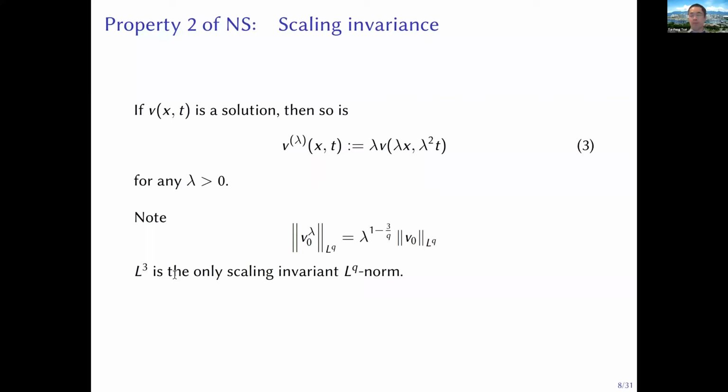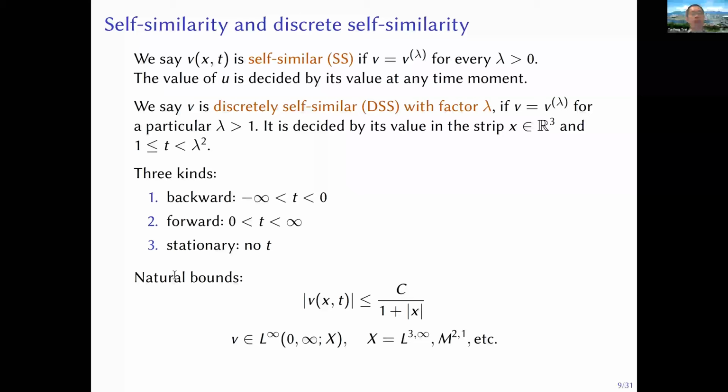Related to the scaling property is self-similarity. A function is self-similar if it equals its rescaled version for any lambda. And then its value is decided by its value at any one time moment. And then we say it is discretely self-similar if V equals V lambda for one particular choice of lambda bigger than one. And there are three kinds of self-similar and discretely self-similar solutions.